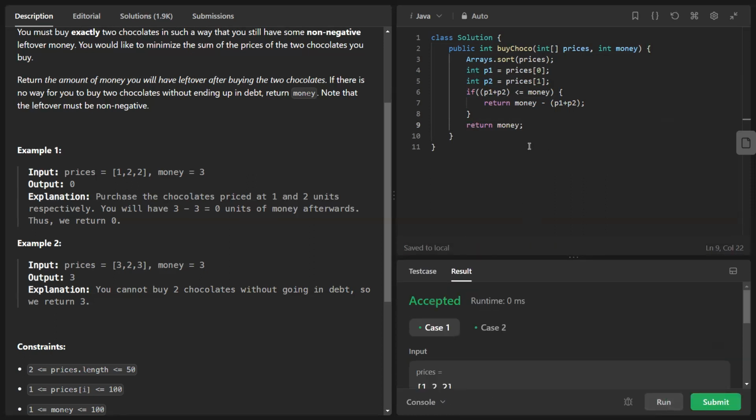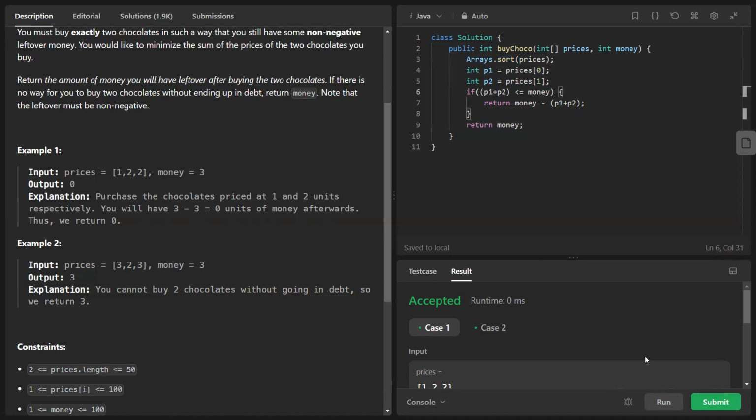So obviously the time complexity for this solution is n log n because of this inbuilt sort method. Otherwise, it is big O of 1 for this piece of code. Just because of this line, the time complexity has increased to n log n, because inbuilt sort uses n log n time complexity. So this has got accepted.